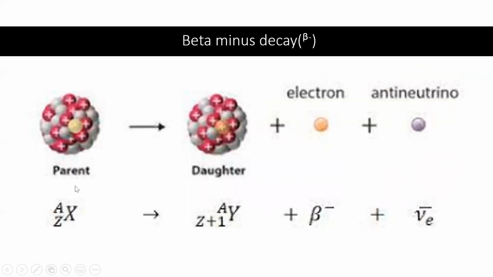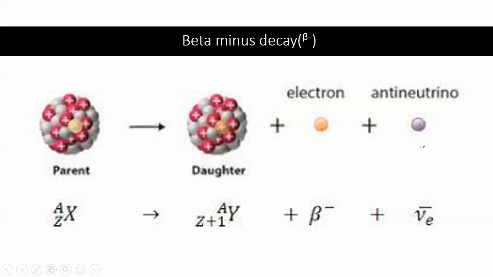Beta minus decay. Let's say this is the parent nucleus with atomic number Z and mass number A. The daughter nucleus will have the same mass number A, but the number of protons will be one more. An electron will be emitted, also known as beta minus, and an antineutrino is created. The antineutrino has no mass and no charge. A neutron is lost, so an antineutrino is created, but this antineutrino is massless, with zero mass and zero charge.